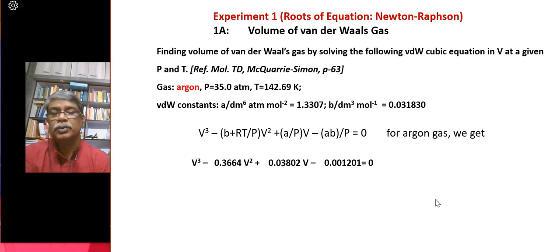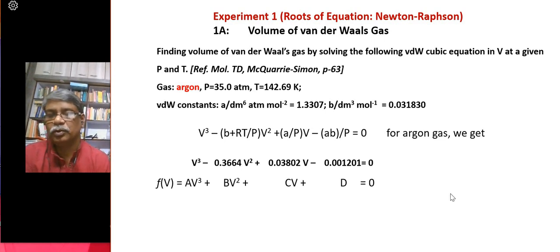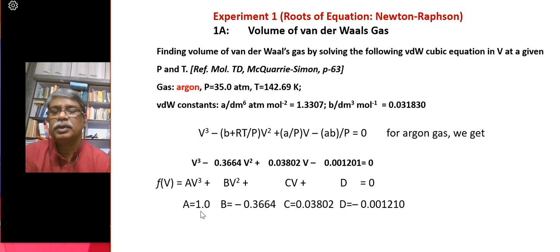Now, as I mentioned earlier, our original equation is a general cubic polynomial. So a function of V or x is like A V cube, B V square, C V and D. Obviously in our case A is 1 and B is nothing but minus this value, C is of course this value, and D is of course this value. So A, B, C, D are known to you.